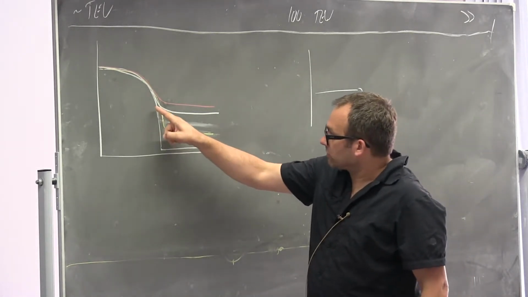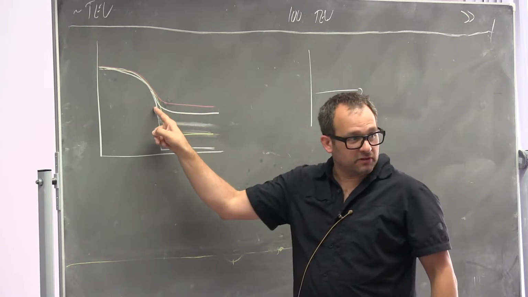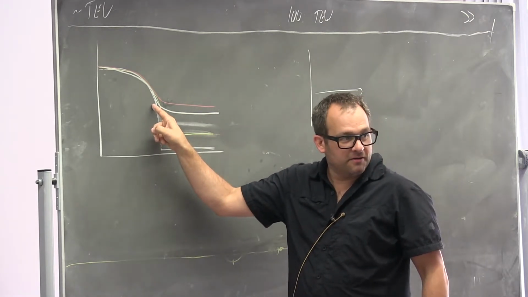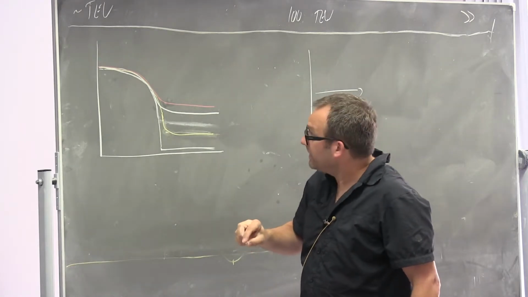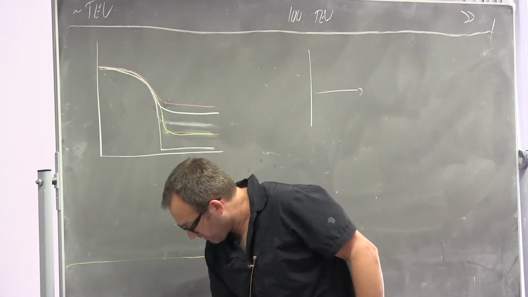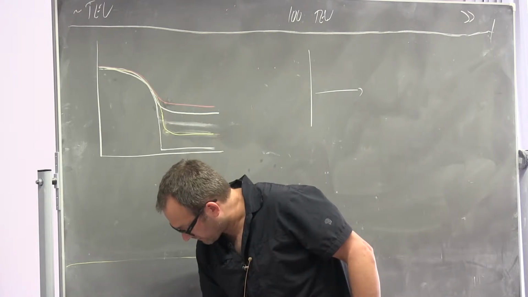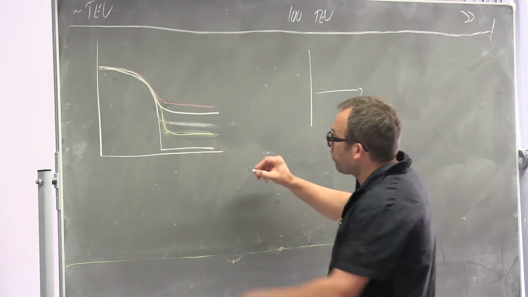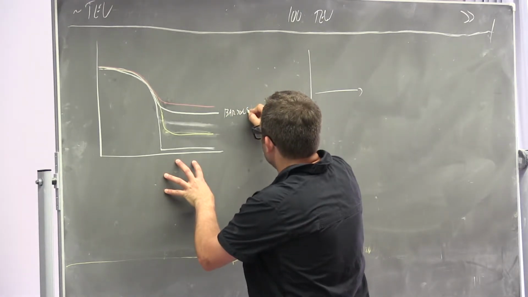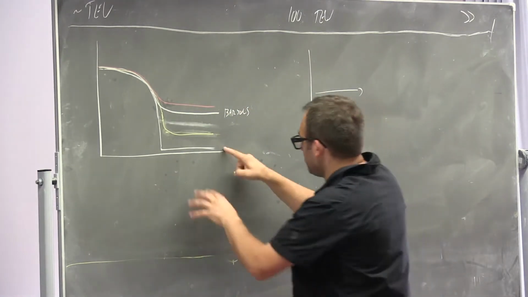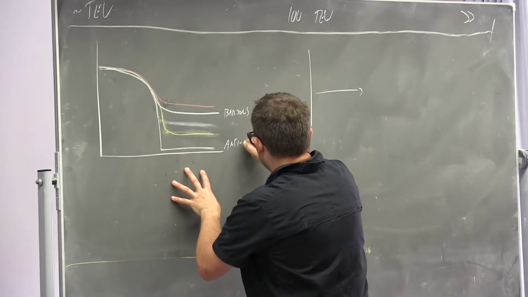And I actually don't really know what I'm supposed to draw here, so I just drew something with lots of colors. But what I am trying to draw is the abundance of two different kinds of species. One of them is baryons, so matter, and one of them is antibaryons.